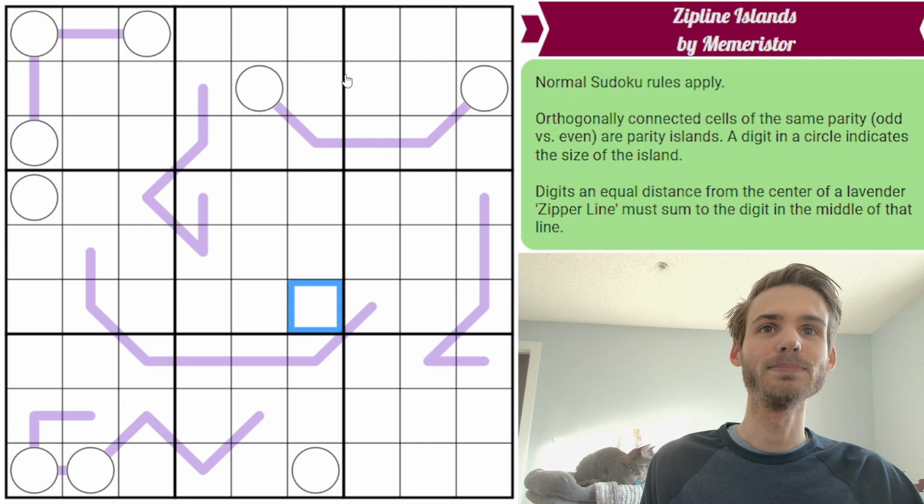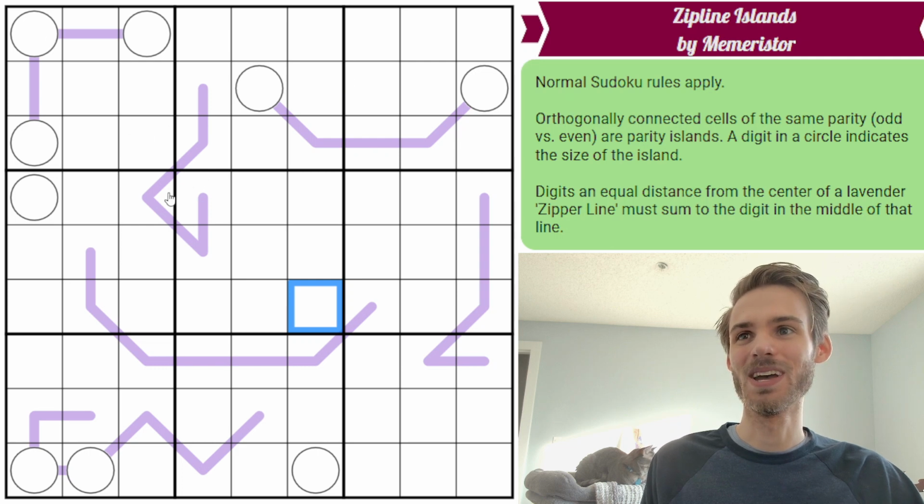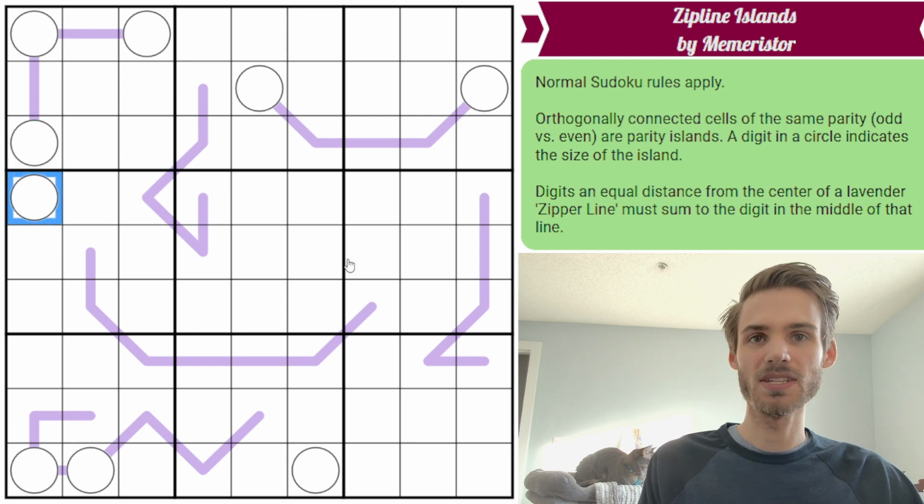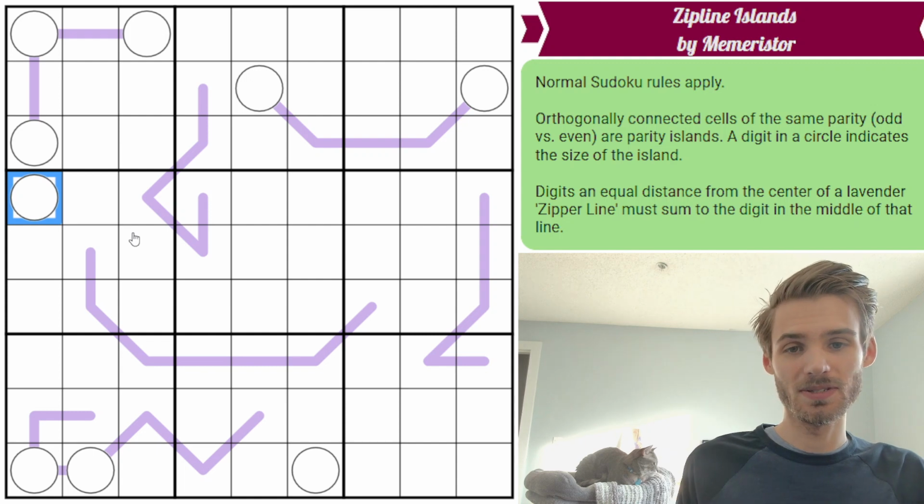Oh, right. I forgot the other rule. The other rule is parity islands. So parity islands are these circles. So the circle indicates the size of an island. Orthogonally connected cells of the same parity are part of the same island.